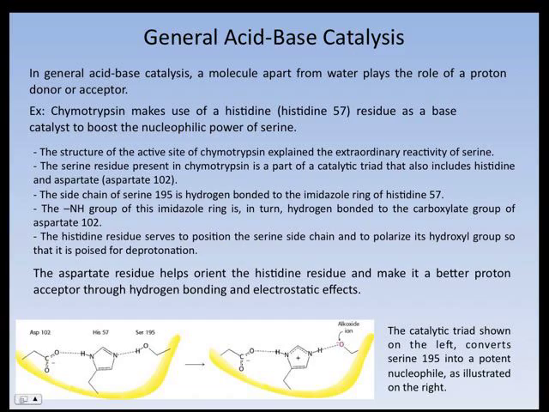The withdrawal of the proton from the hydroxyl group generates an alkoxide ion, which is a more powerful nucleophile than is an alcohol. The catalytic triad shown on the left converts serine 195 into a potent nucleophile, as illustrated on the right. Thanks.